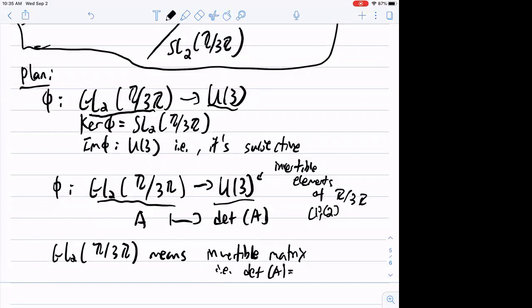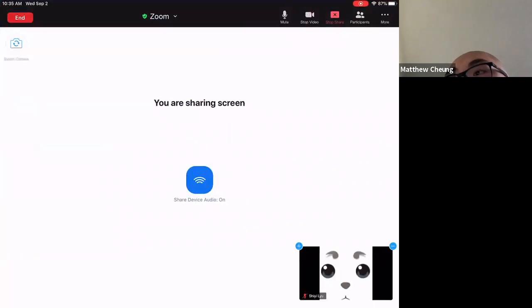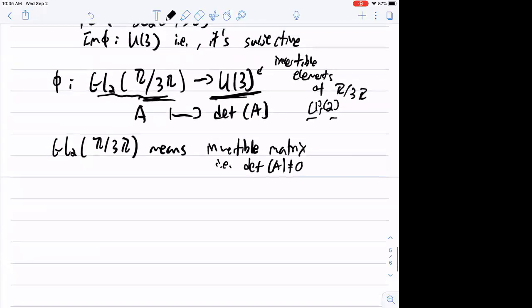I mean, not well defined, but I guess you could call it that. The determinant of A is not 0, because if the determinant of A was 0, it wouldn't be in this group. So you need to make sure you're actually mapping to elements in U3, which it is. It's either equal to the class of 1 or the class of 2. Everyone good so far? Do know you do need to check well-definedness, which I'm not going to do, for the thing inside, because we do have a quotient group here. But okay, let's move on.